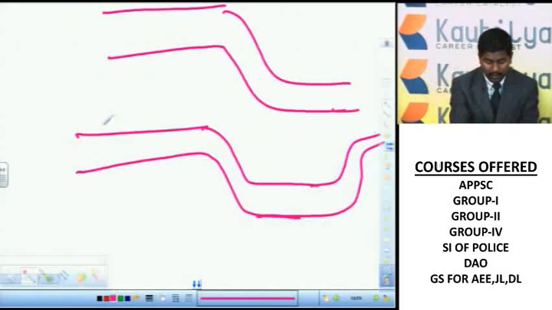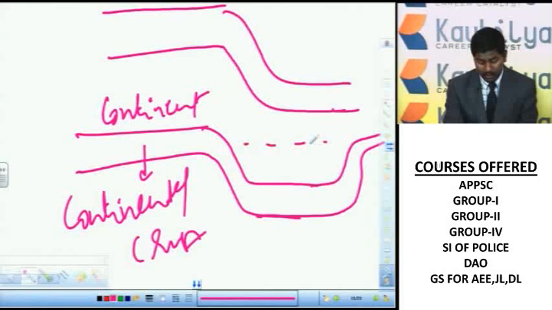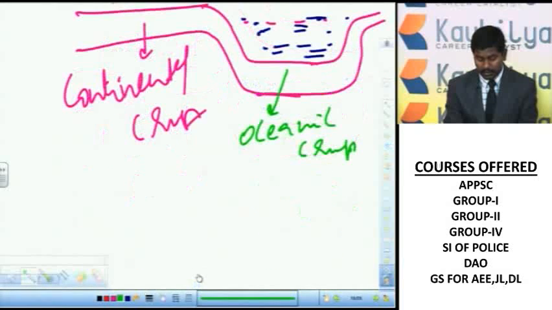Now below the continent it is continental crust, and below the oceans, which are all water, it is oceanic crust. That means you can divide this crust into continental crust and oceanic crust.